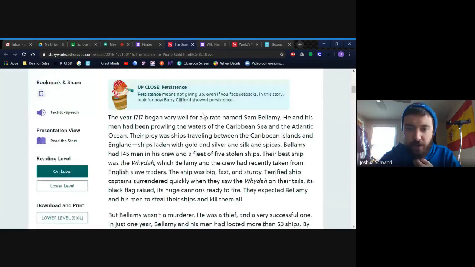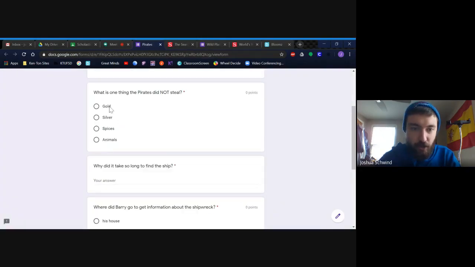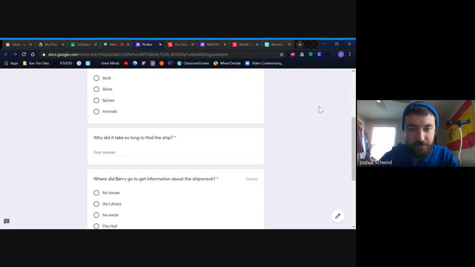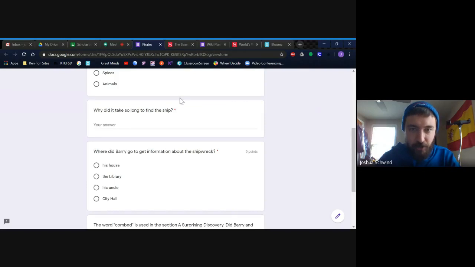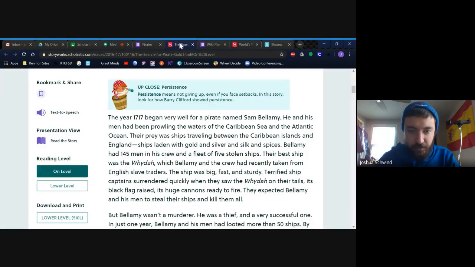So if we start going through, it says the ships were laden with gold, silver, silk, and spices. So let's see. They had gold, they had silver, they had spices, but it didn't say anything about animals. So the thing they did not steal was the animals. Now, why did it take so long to find the ship?